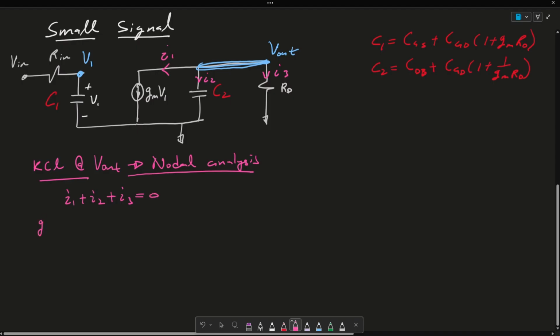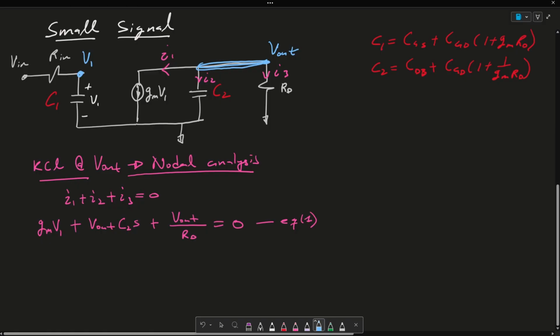I1, we can see that it's GM V1. I2 is the voltage V out times C2 times S. So I'm writing this in the S domain, plus V out over RD has to equate to 0. And this is essentially my equation number 1.